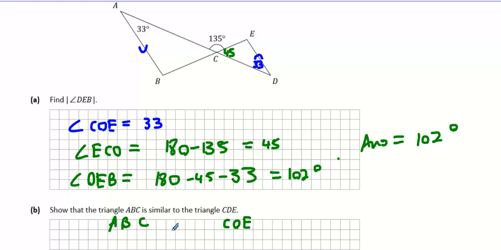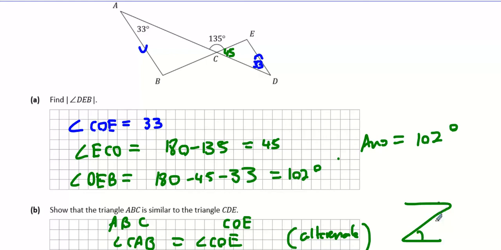We already started off earlier with angle CAB equals angle CDE, because they are alternate. And alternate is where you have the Z's, where one of them is like that and the other one's like that. Basically, this angle here, you can see sort of a Z there. This one's the same as that one there. So that's that done.